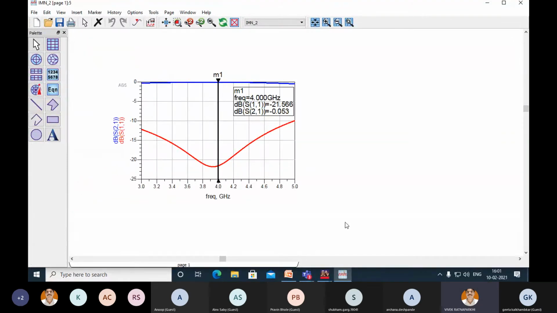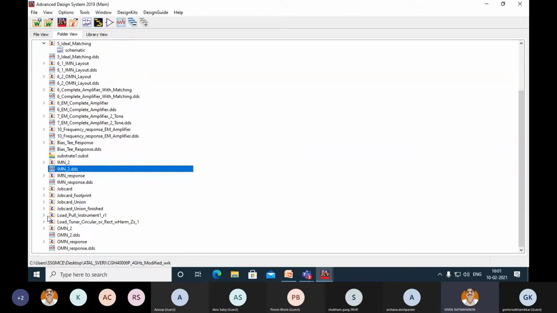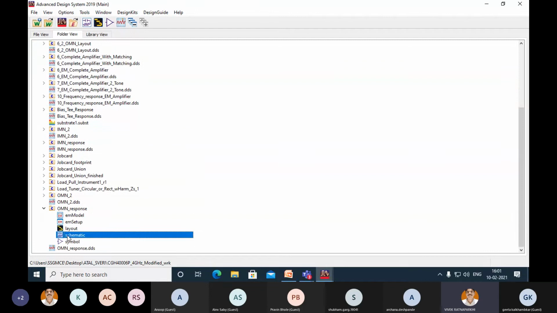So this is how you can design practical matching networks. Similarly, I have designed an output matching network. As you can see, this is the schematic for the output matching network.